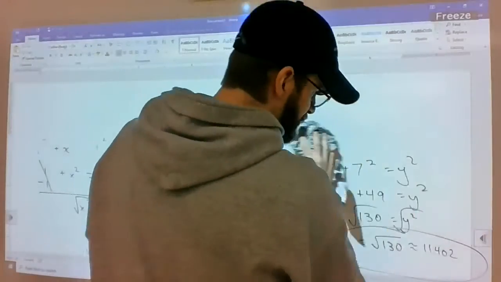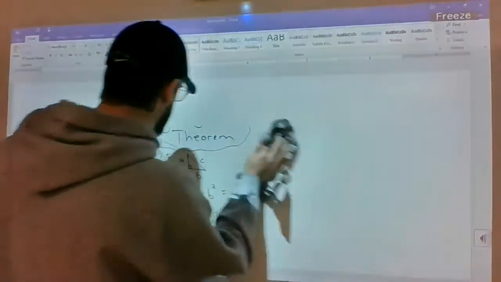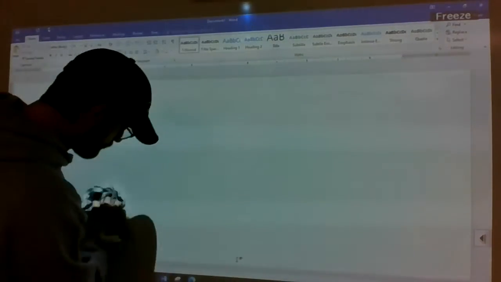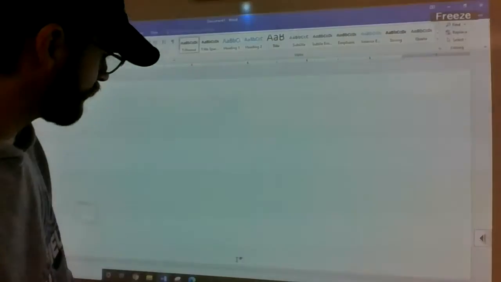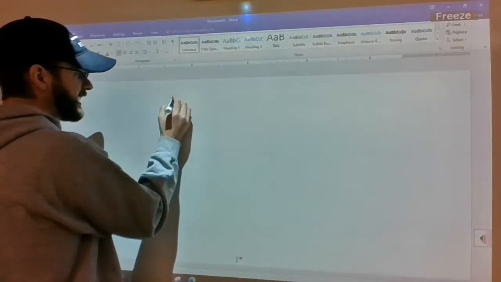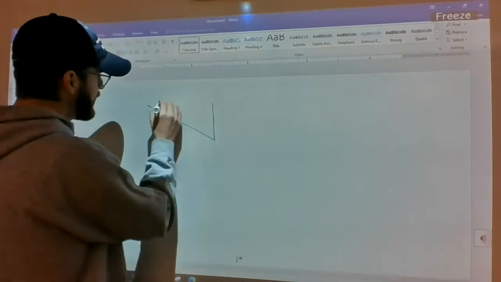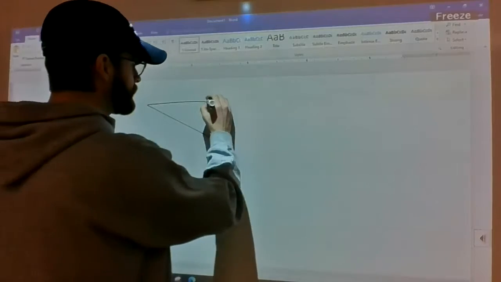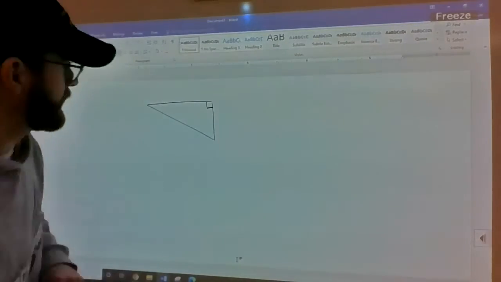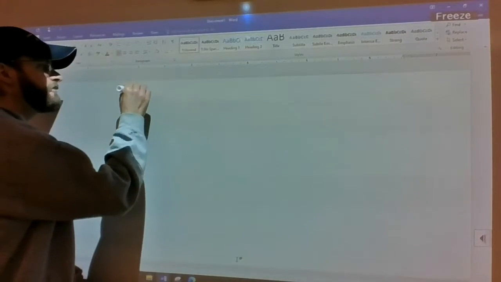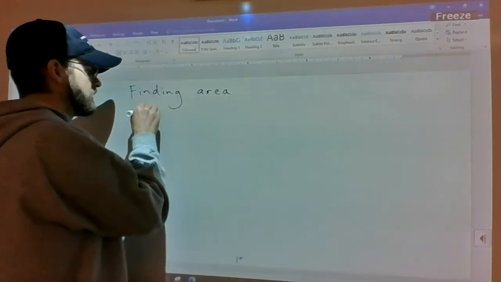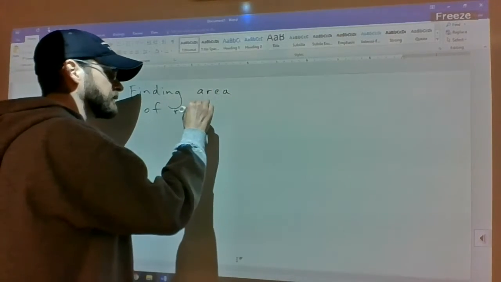So beyond finding just a missing side, another task I'm going to ask you guys is to find the area of a triangle. You're going to see some applications of this later on that are a little more complex than what I'm talking about in 5.1. So let's say you're given a triangle like this, and I'm going to keep them as right triangles. Let's say finding area of right triangles.